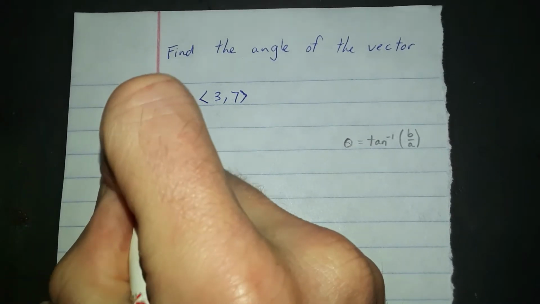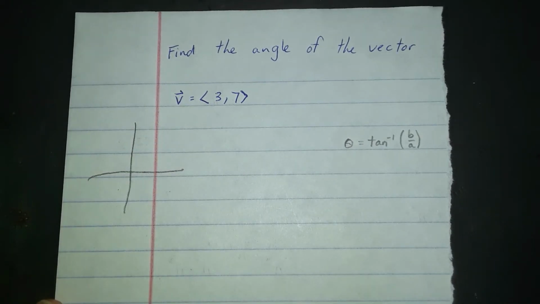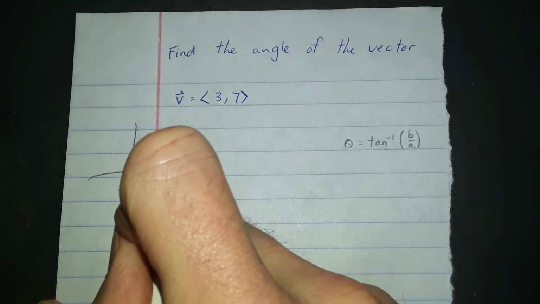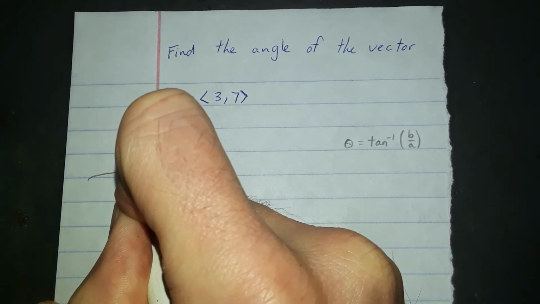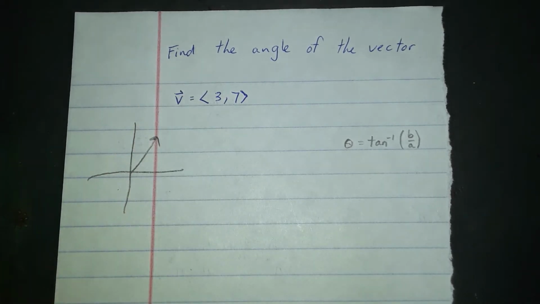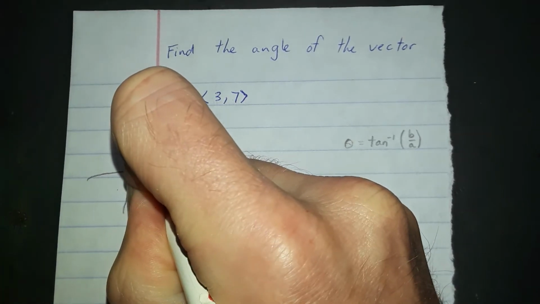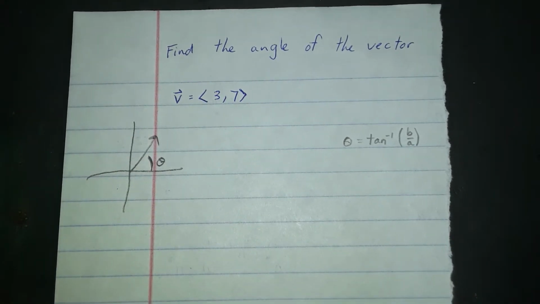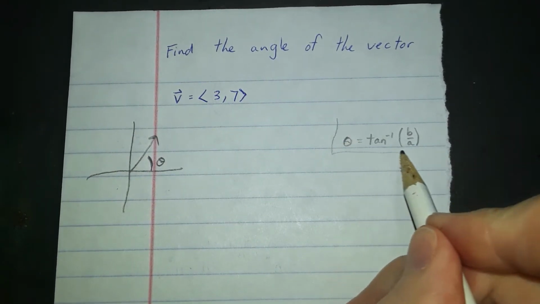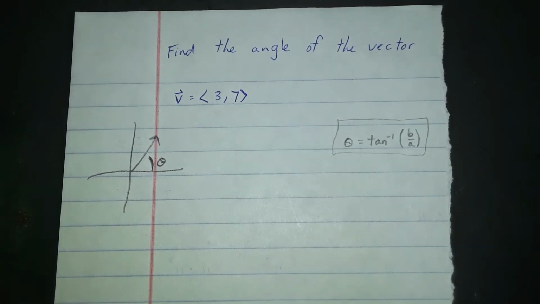even lives. So draw a quick xy axis. We're going to go 3 in the x direction, 7 in the y direction. So we have a vector that looks something like this. We want to know what this angle is here, some angle theta. So this is the formula or the rule that we're going to apply here.